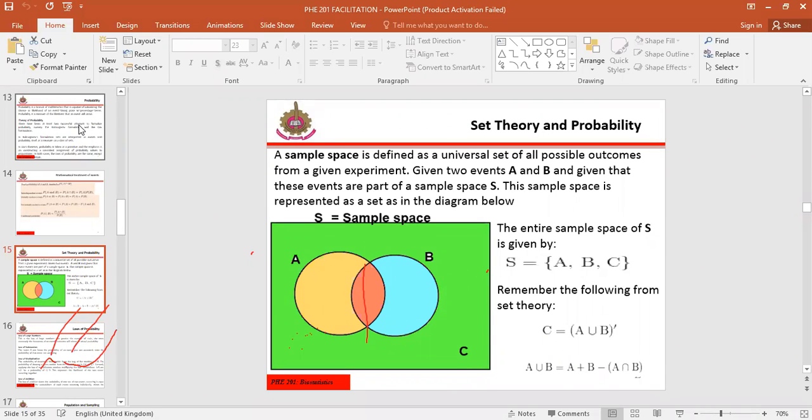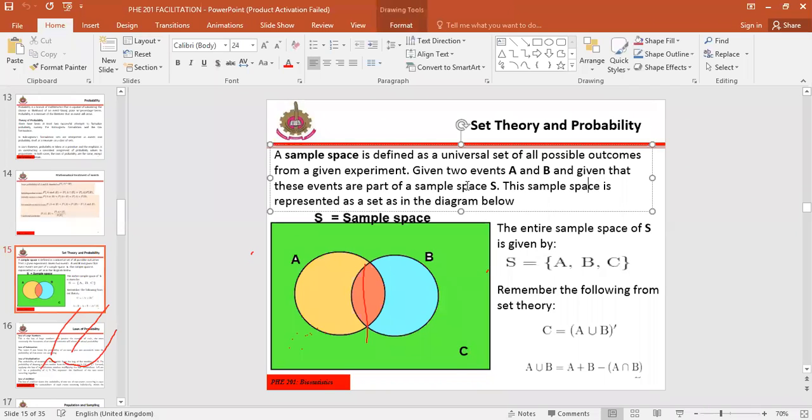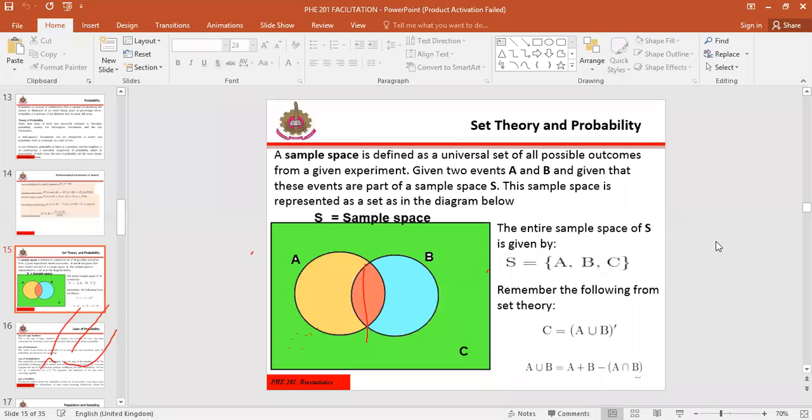Now, let us look at probability and set theory. Look at this diagram that we have. You see we have one that is yellow, another that is sky blue, and the green rectangle, which is C. Now, let us read this memo here. A sample space is defined as a universal set of all possible outcomes from a given experiment.